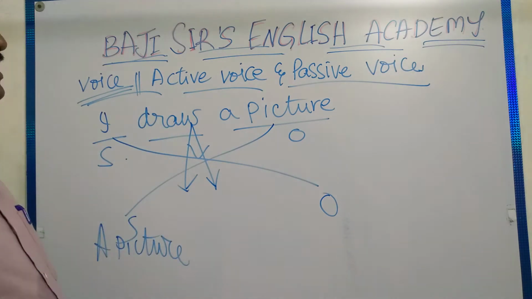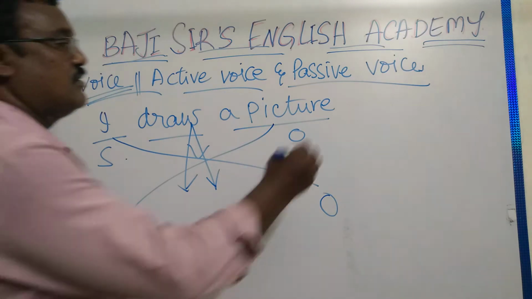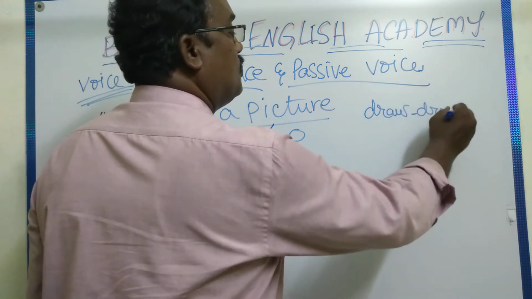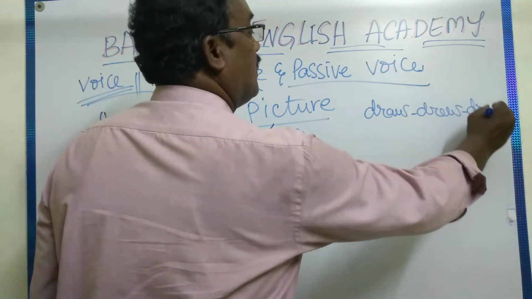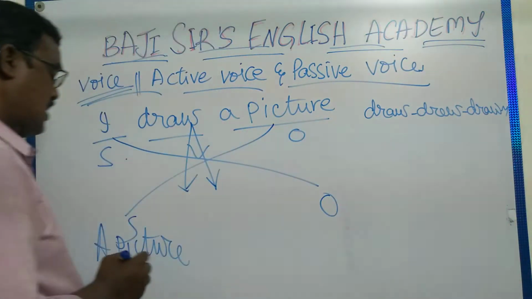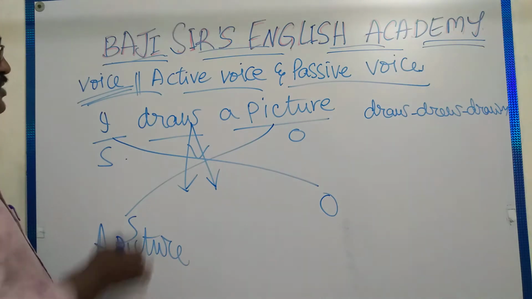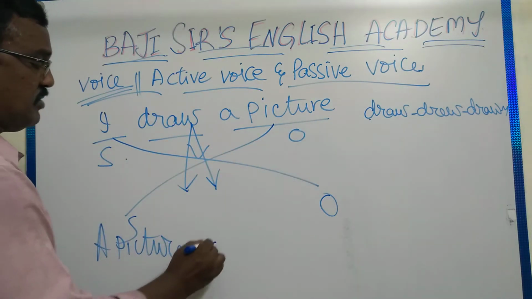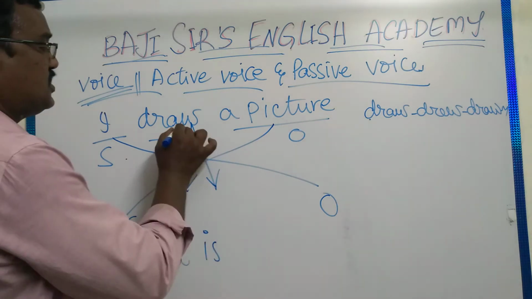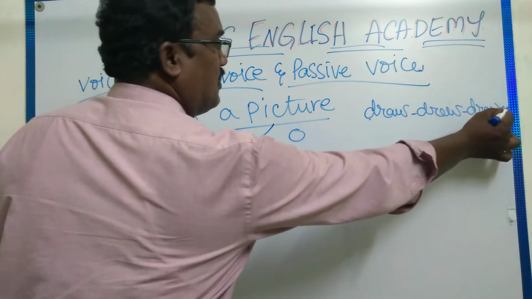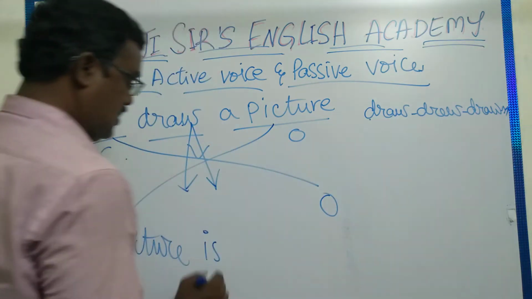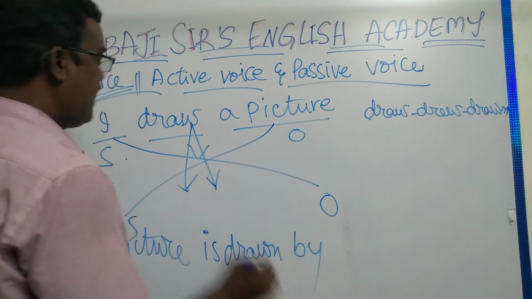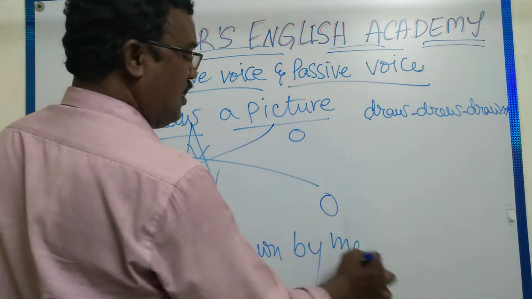So the verb is in present tense. Draw, drew, drawn. So here the B form we have to take. Draw means present tense, so present B form. After the B form of the picture, the V3 form we have to take next: drawn, D-R-A-W-N. So the picture is drawn by, I became me, the object.